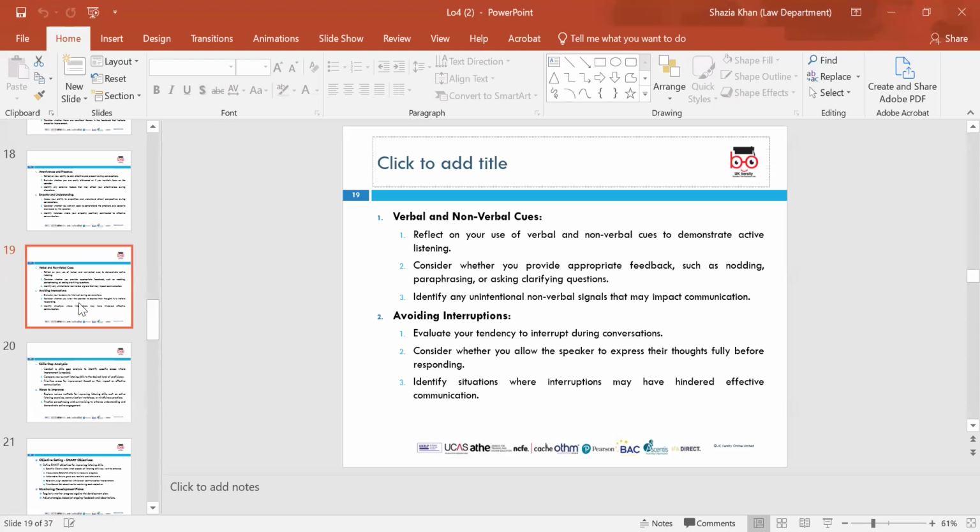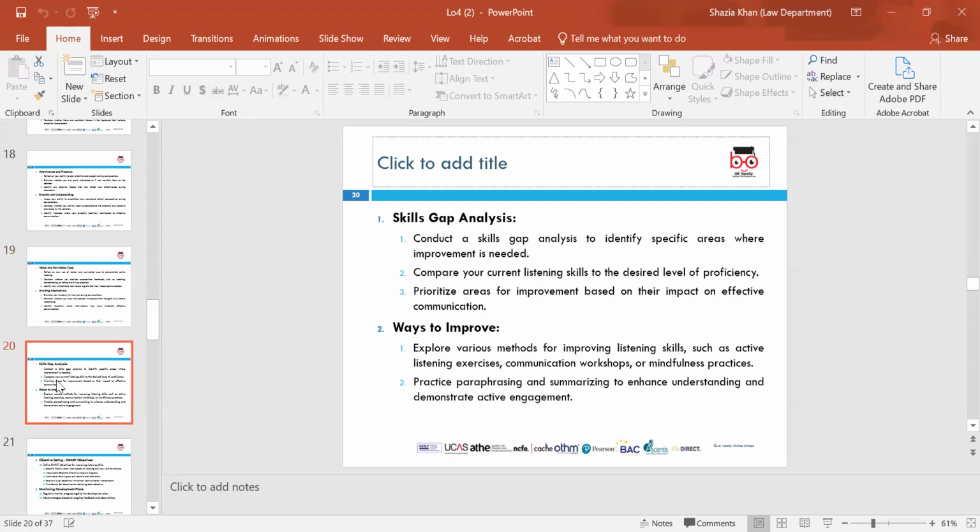Identify situations where interruptions may have hindered effective communication. So make sure you know that when you are communicating with someone, it's very important you identify any situations that interrupt that communication, or walk away from them.